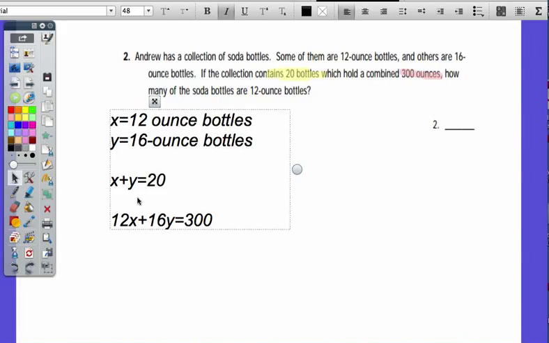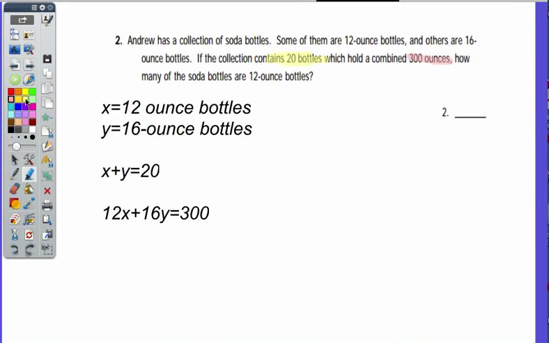So looking at these two problems, I need to get rid of one of my variables. And it's really honestly a toss-up about which one you want to get rid of, the X's or the Y's. I'm a little lazy and I want to get rid of the smallest one. So I'm going to get rid of these X's. So then you have to make it be opposite. So the opposite of 12 would be negative 12.